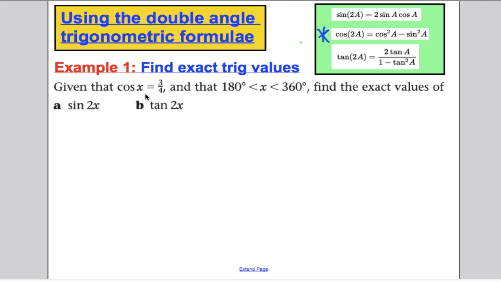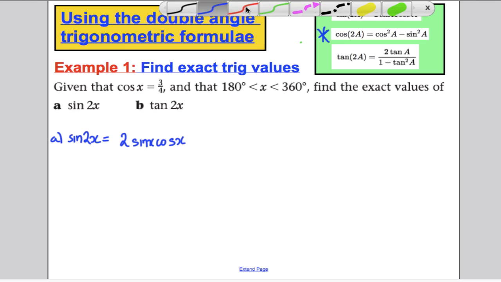We are told that cos of x is 3/4 and that x is between 180 and 360. We are told to find the exact value of sine of 2x. Well, let's just follow our nose. Sine 2x, by the double angle formulae, is 2 sine x cos x.